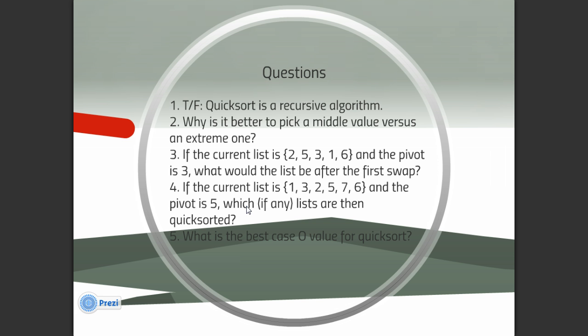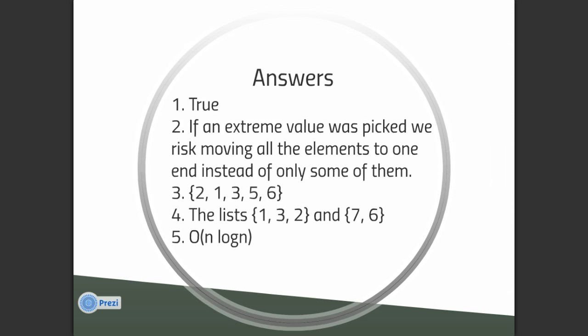Okay, now, number 3 is a very, very good question, and it's something similar to what I've seen in previous AP exams. If you're doing a quicksort, and the current list is what you see there, 2 5 3 1 6, and the computer chooses the pivot value of 3, what would the list look like after the first swap? 2 1 3 5 6. I think, is that right? That should be right. Yeah, 2 1 3 5 6.